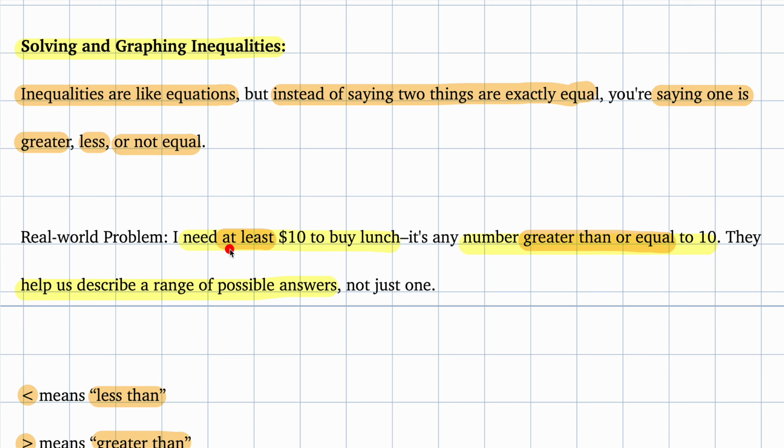I need at least $10 to buy lunch, let's say. And that means it's any number greater than or equal to 10, because I need 10 as a minimum, or I can also have more. These kinds of inequalities help us describe a range of possible answers, not just one answer.